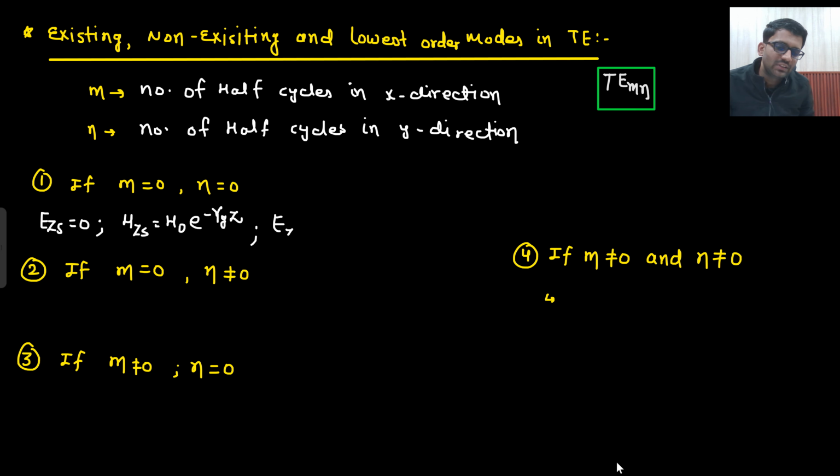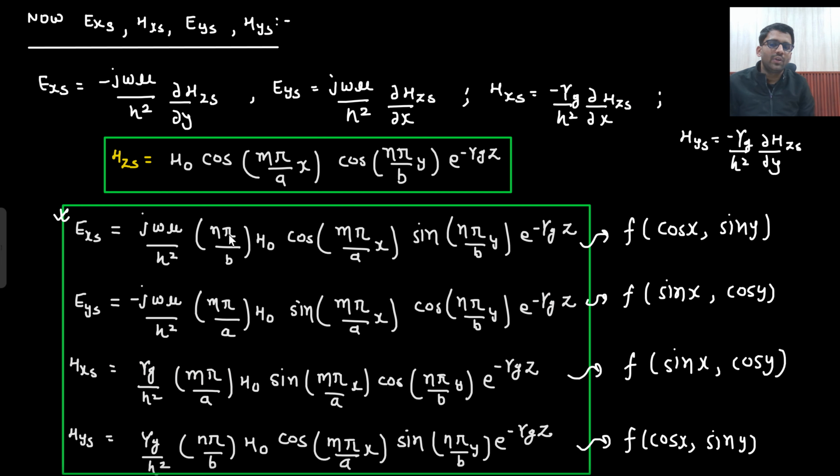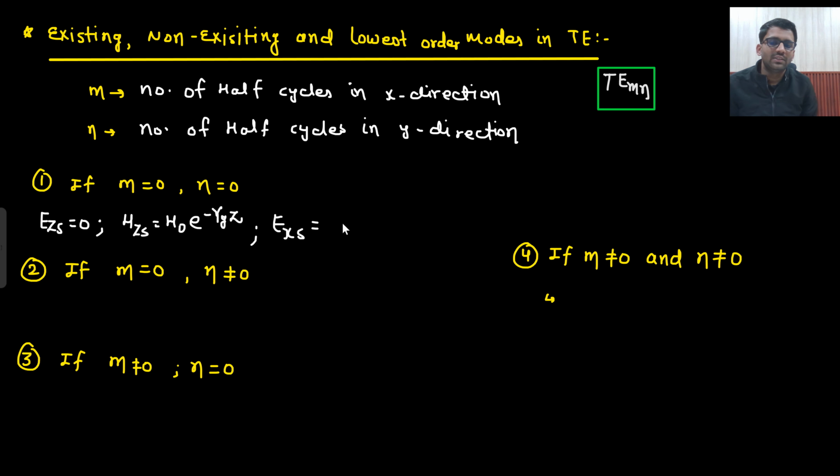What all things am I talking about? Exs and the rest. All these will be 0, because if you put m equals 0 and n equals 0, if you put n equals 0 here, this is 0. M equals 0 here, this is 0. M equals 0 here, this is 0. N equals 0 here, this is 0. So all these are 0.